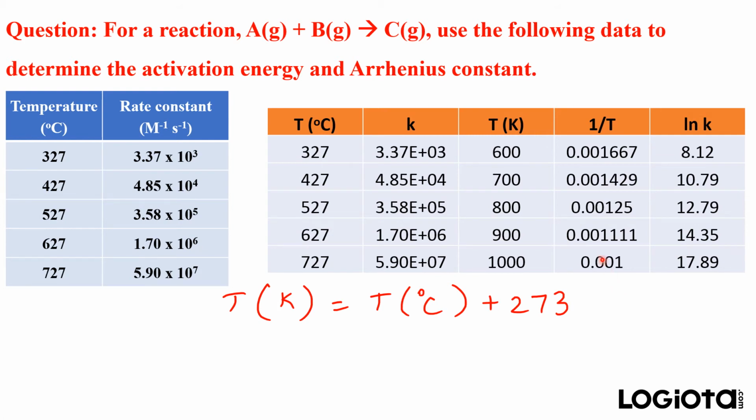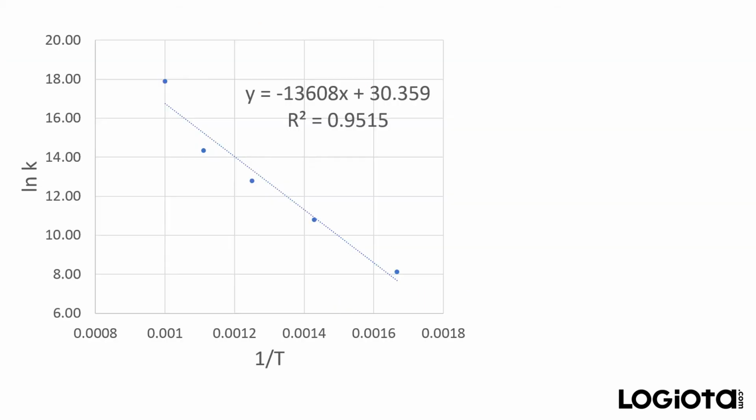Then I took the natural log of k. These values were converted into these because we need to make a plot between 1 by T and ln of k. Then using Excel, I put 1 by T on the x-axis and ln of k on the y-axis. So let's see the plot. You can see here that this is 1 by T on the x-axis and ln of k on the y-axis, and these are the points. Then I put a linear fit on those points.